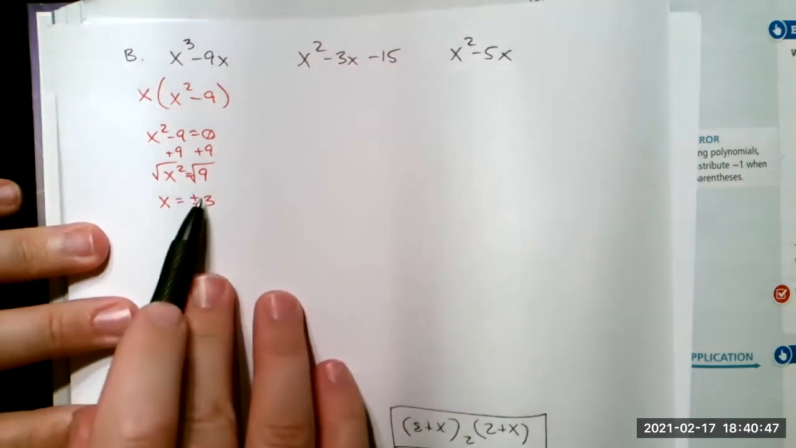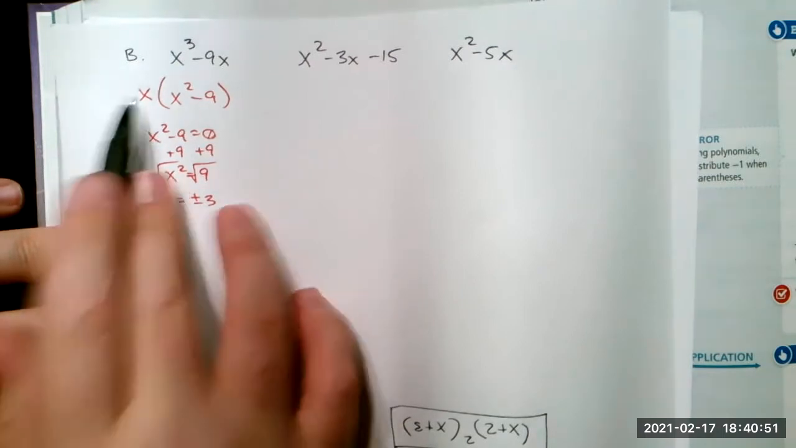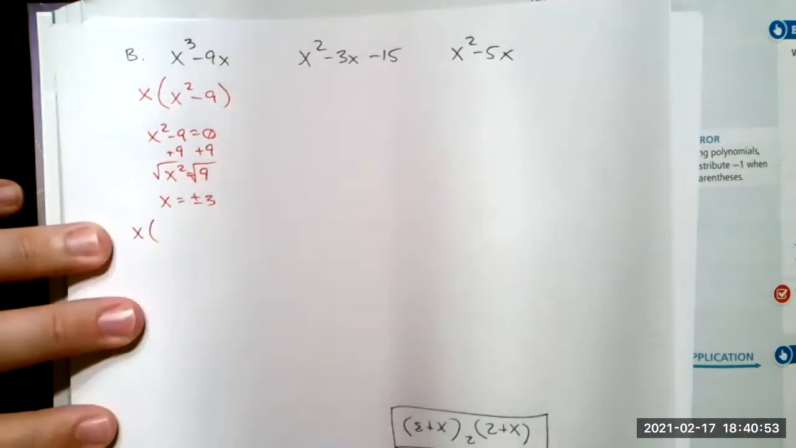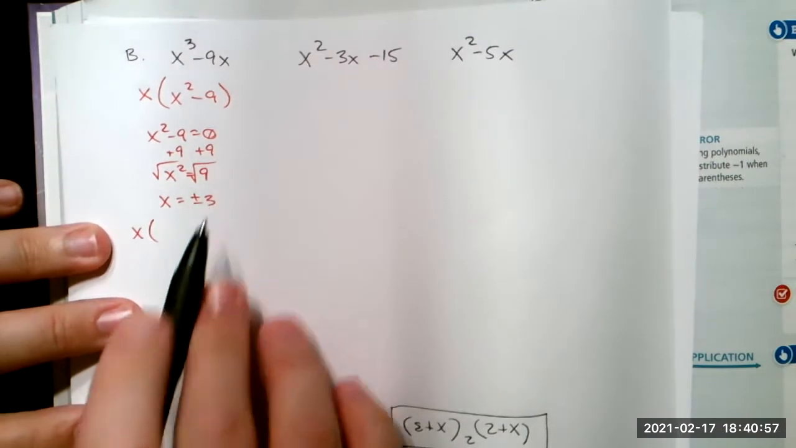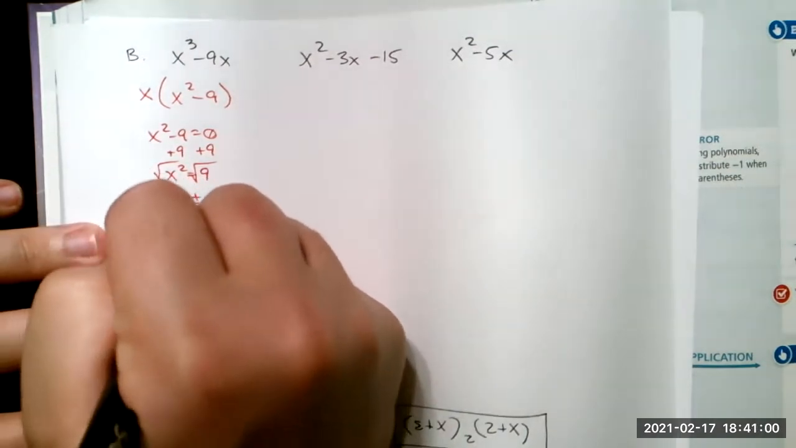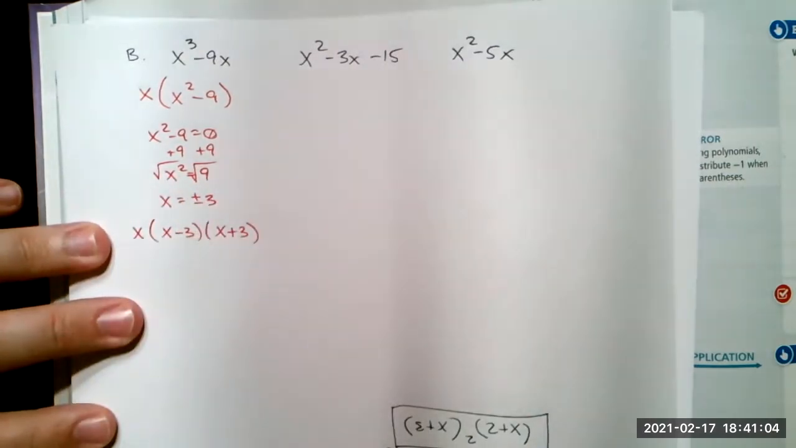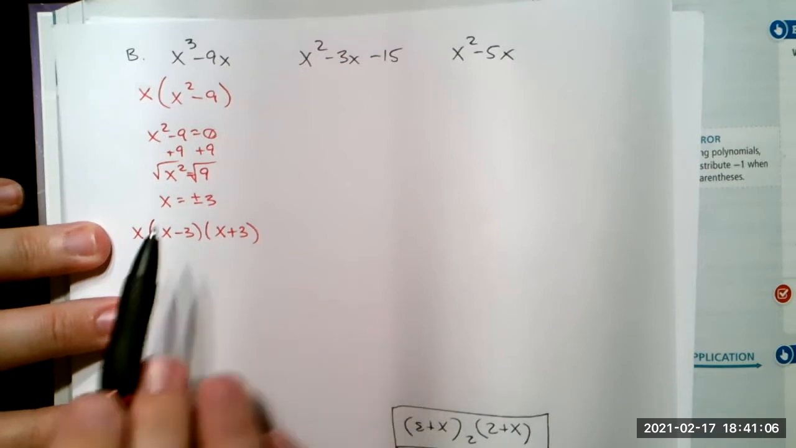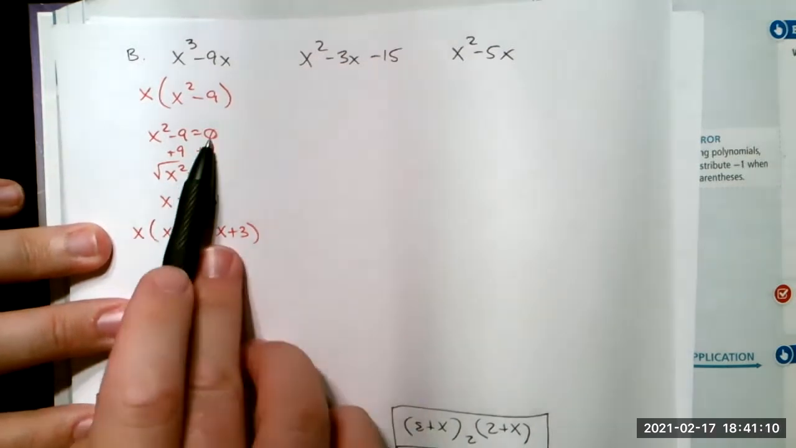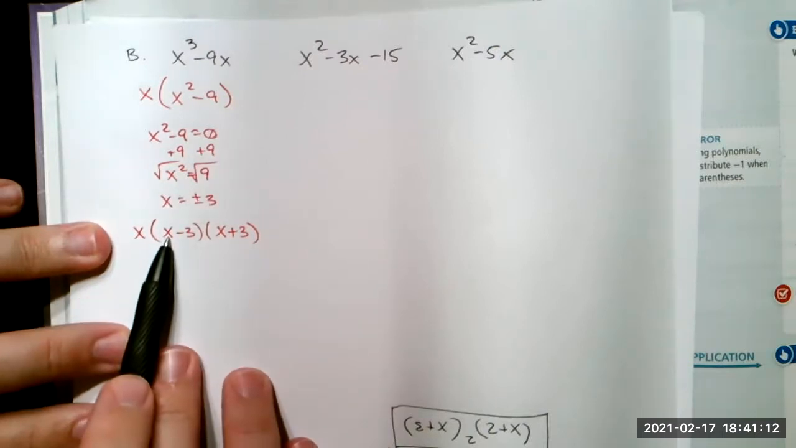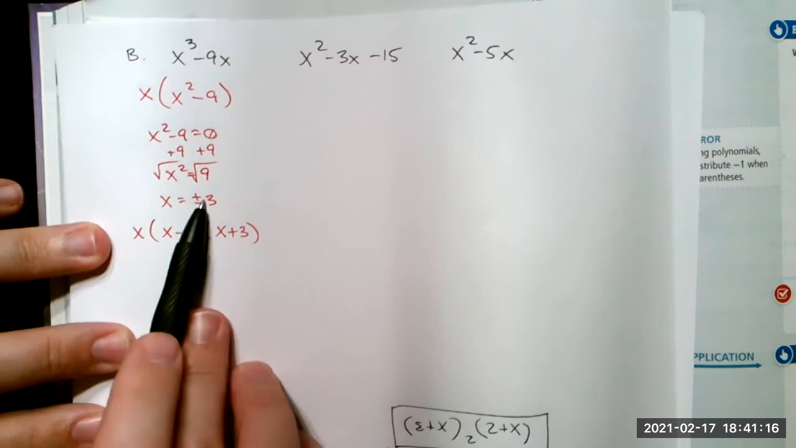Don't forget when you square root a number, you have the positive and the negative version. So I still have the GCF that I took out in front. If my x values are positive and negative 3, I'm going to have an x minus 3 and an x plus 3. Make sure you're with me with that, right? If I have x minus 3, what value is going to make that equal 0? Well, that would have to be a positive 3. 3 minus 3 is 0. So there's my positive 3.